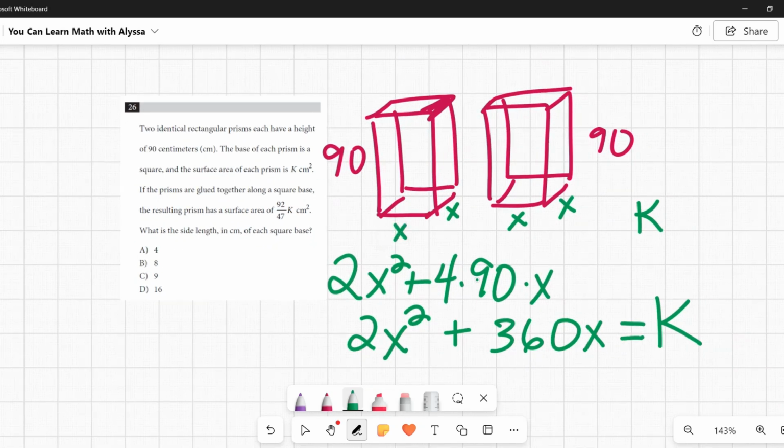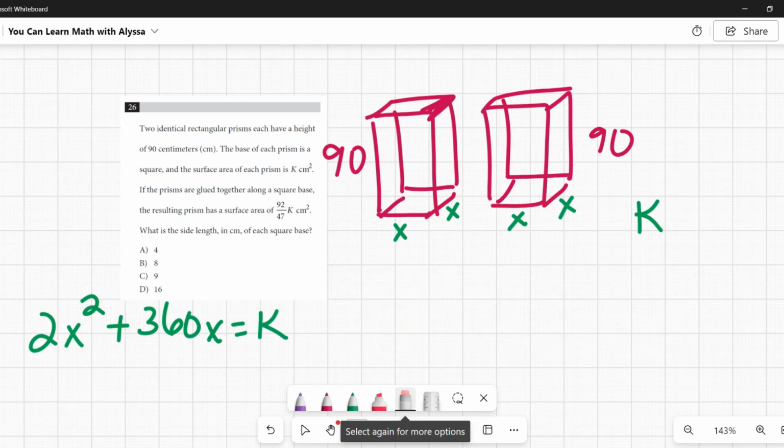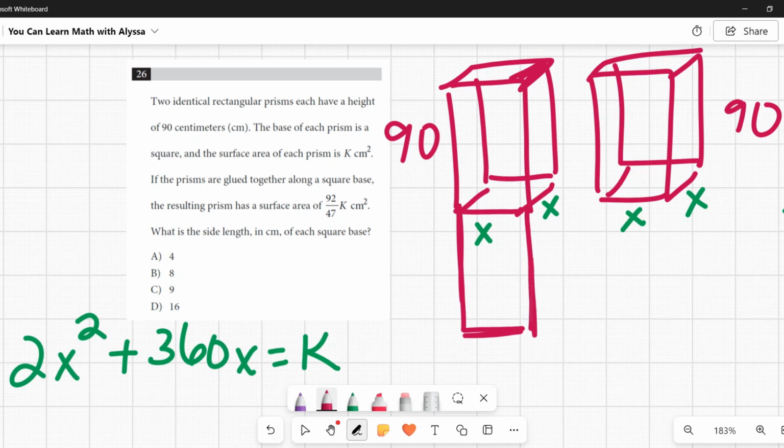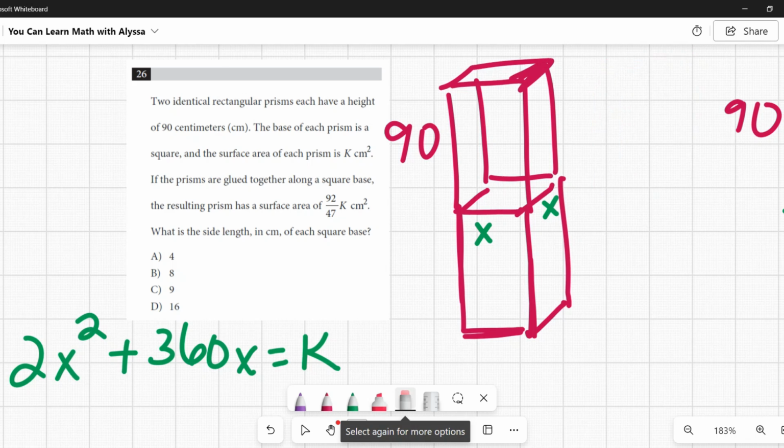Okay, so I'm going to remember this. I'm going to write it over here: 2x squared plus 360x equals k. All right, what's the next thing they tell us? If the prisms are glued together along a square base. I have seen this verbiage before. The first time I saw it, I thought, what are you talking about? What they mean is, if I take these two prisms and glue them together so that a square base is touching like that, that's what they mean. If they are glued together like this, the resulting prism has a surface area of 92/47 k centimeters squared.